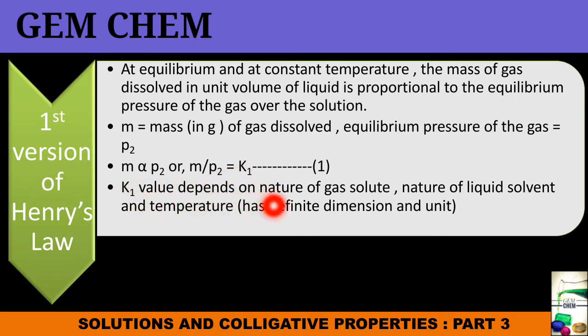and this K1 value depends on the nature of the gas solute, the nature of the liquid solvent and temperature, and it has a definite dimension and unit. This is the first version of Henry's law, and the primary definition of Henry's law is this one, right?